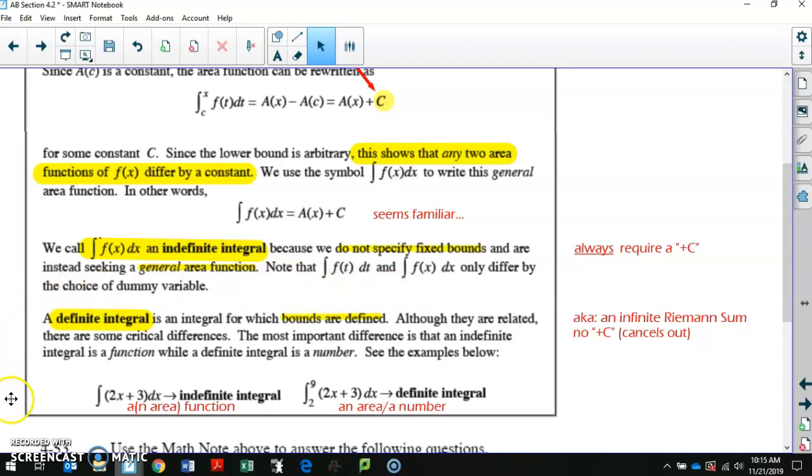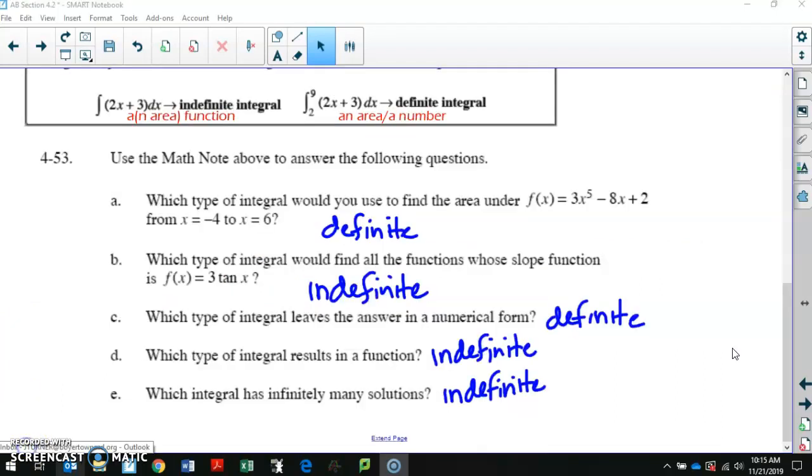Okay, pause the video here and try problem 53. Okay, let's check out 53. Since we have a function here and we have well-defined boundaries, that's a definite integral in part A. Part B is an indefinite integral because it says here we want all the functions who have a particular slope function. A numerical answer, that's a definite integral. The kind that results in a function is an indefinite integral, and the one with infinitely many solutions is also an indefinite integral because of the plus c.